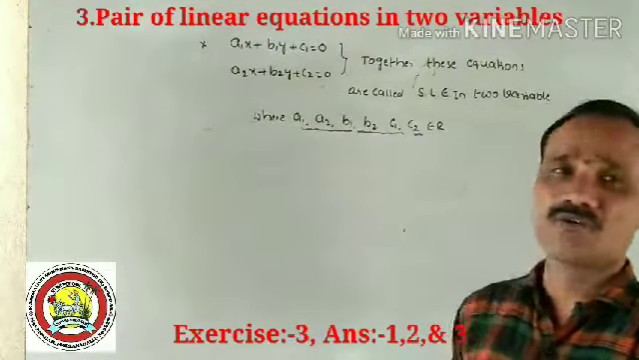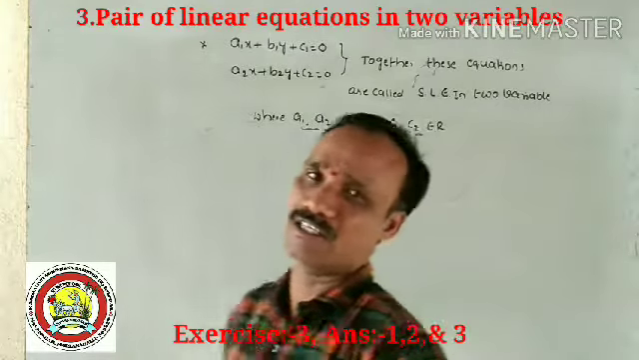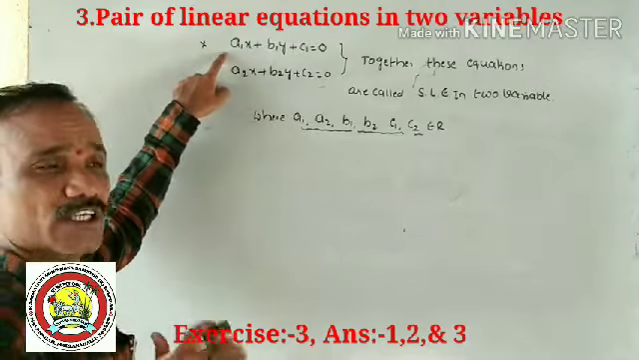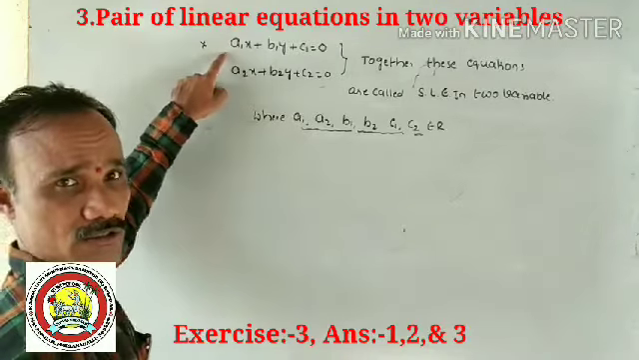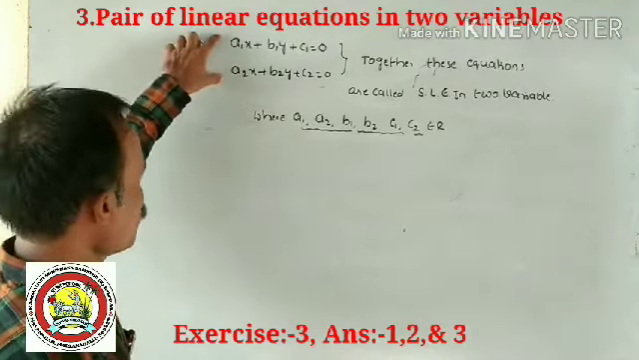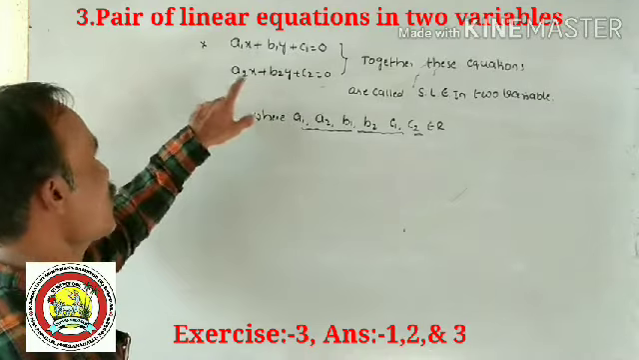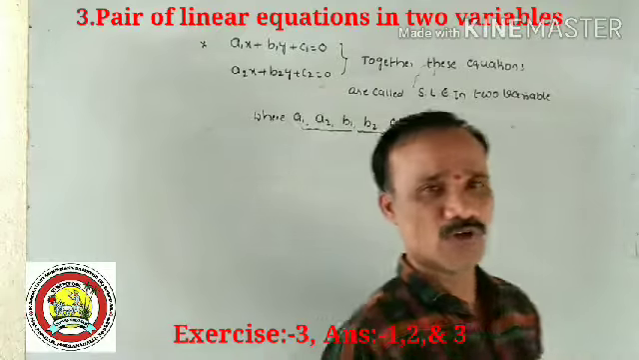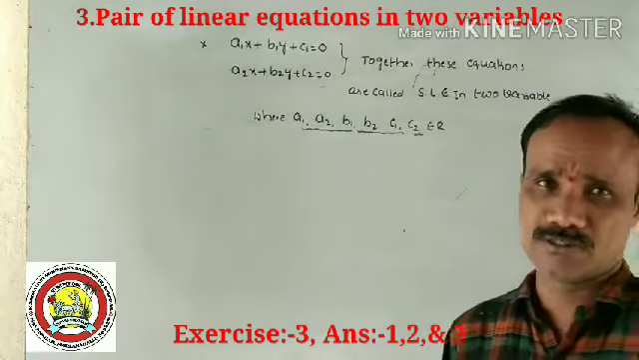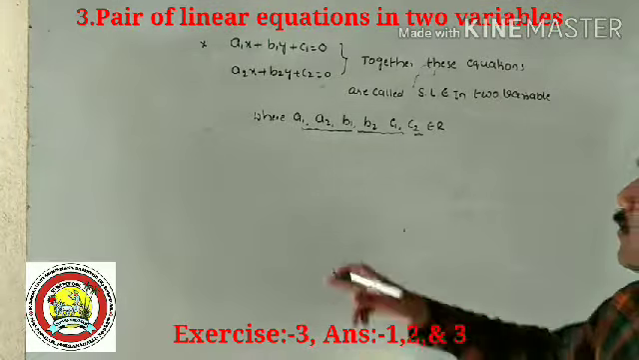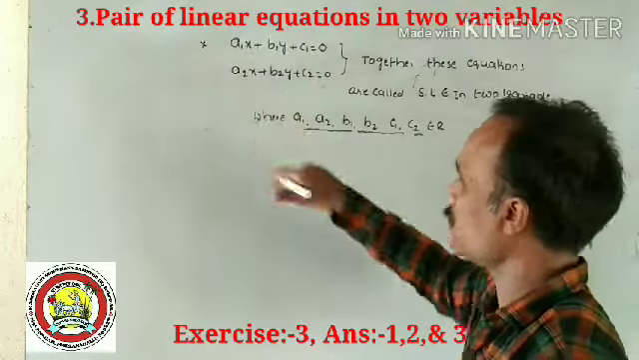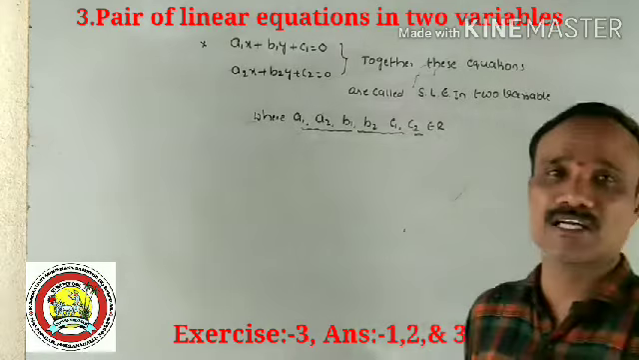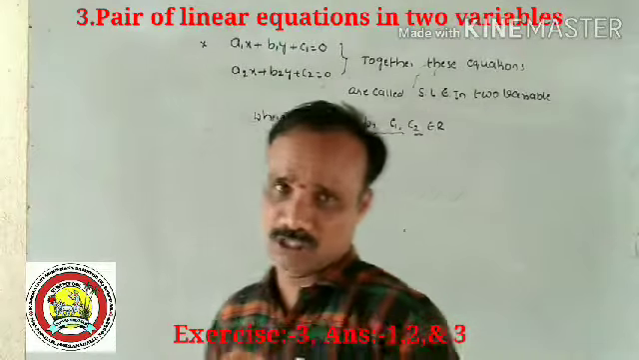Then only you can find the values of variables. I said in yesterday's class, with one equation we cannot find. That is only in case of linear equations. But if you know these two equations, then you can find the value of x and y. That is the equation involving two variables. We need one more equation. Together these two are called a pair of simultaneous linear equations in two variables.